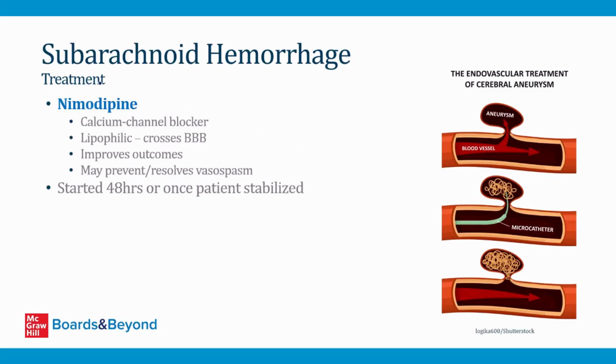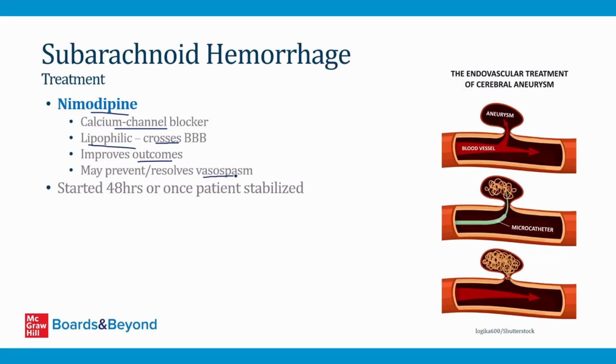In order to treat or prevent the development of vasospasm, almost all patients with subarachnoid hemorrhage receive intravenous treatment with the calcium channel blocking drug nimodipine. This is a calcium channel blocker that's lipophilic, so it crosses the blood-brain barrier, and it's been shown in many clinical trials to improve outcomes in subarachnoid hemorrhage. It's believed to prevent vasospasm.